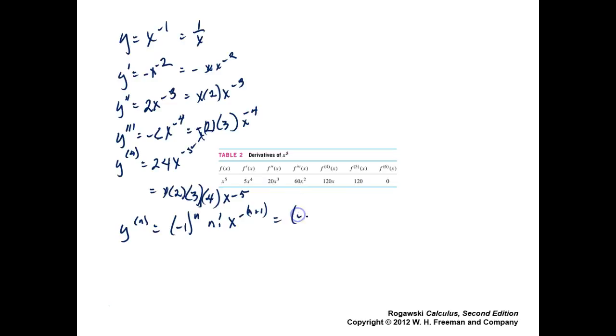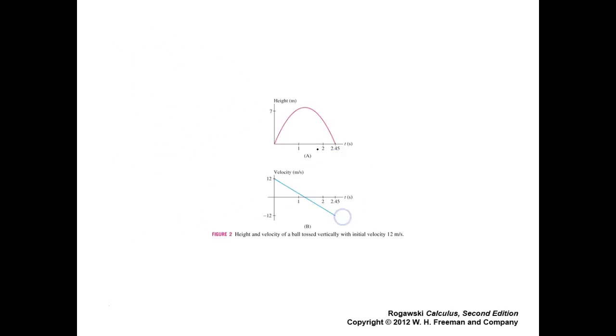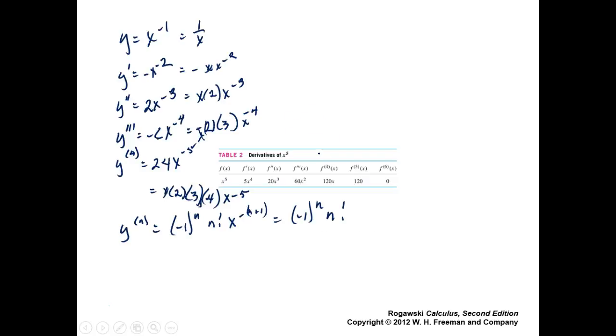Now, they wrote the same thing, but they did minus 1 to the n factorial, that's your coefficient, and then the variable x to, they wrote it as minus n minus 1, which is fine. I think minus n plus 1 in parentheses makes it a little easier to see, but that indeed is the same. If you distribute the minus sign across the parentheses, you get minus n minus 1.